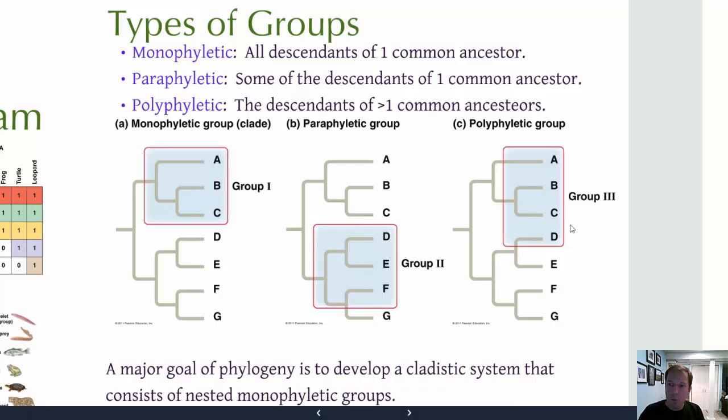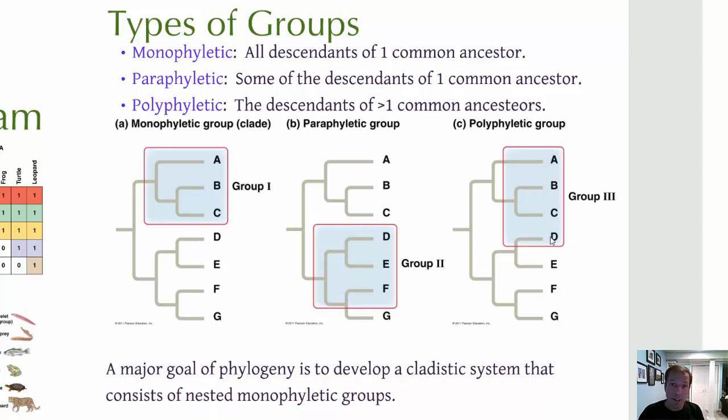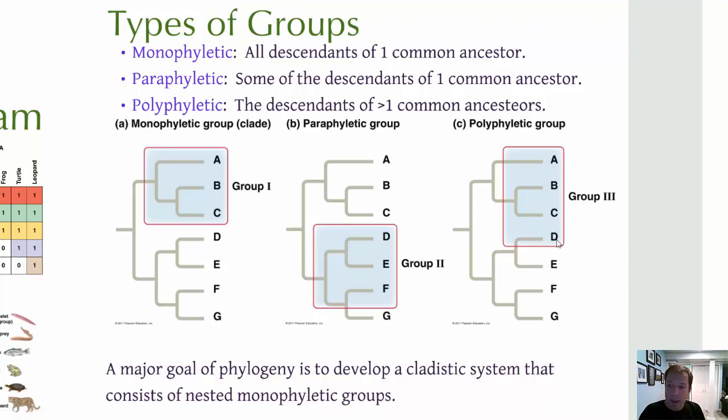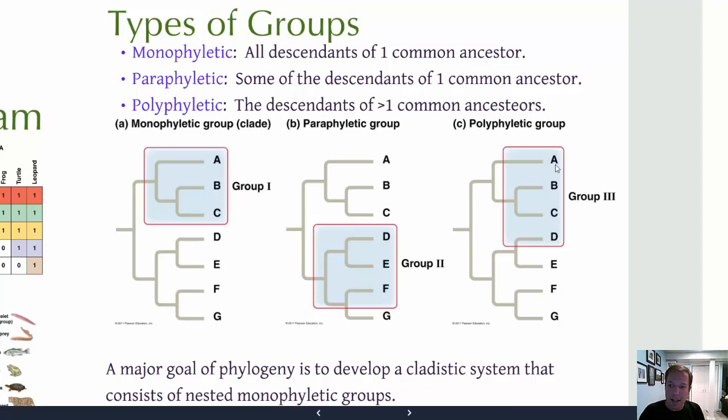Group 3 is the most problematic. A polyphyletic group is one that contains species that descended from a diverse set of common ancestors. While A, B, and C all came from a recent common ancestor, species D did not, and therefore it doesn't make sense under the cladistics method to include D as a part of A, B, and C.